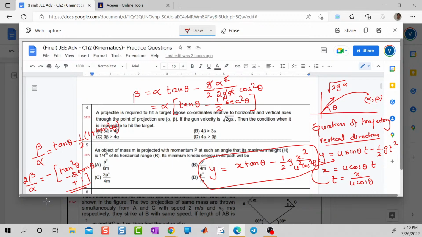So this is interesting now. So 2 beta by alpha. The right hand side, tan square theta minus 2 tan theta plus 1, is equal to a negative number, right? Assuming that alpha and beta are the positive coordinates. Have we made any mistake here? I don't think so. So far we have not made any mistake.